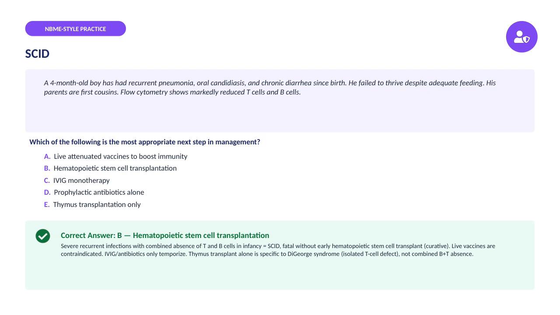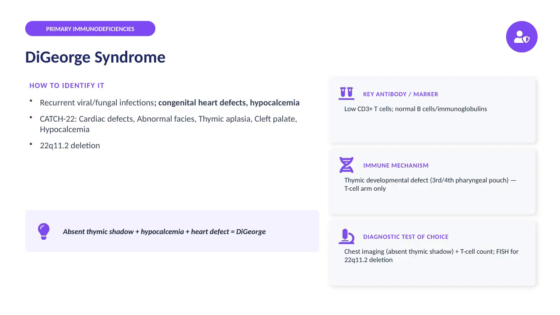Management must focus on correcting the underlying immune defect, and the only curative treatment is hematopoietic stem cell transplantation. Live attenuated vaccines are dangerous here and should be avoided because the patient's immune system can't handle them. IVIG and antibiotics can help control infections temporarily, but don't replace the missing immune cells. Thymus transplantation is only effective in certain types of T-cell immunodeficiencies like DiGeorge syndrome, which does not affect B cells as SCID does. Early stem cell transplant is crucial to improving survival in SCID patients.